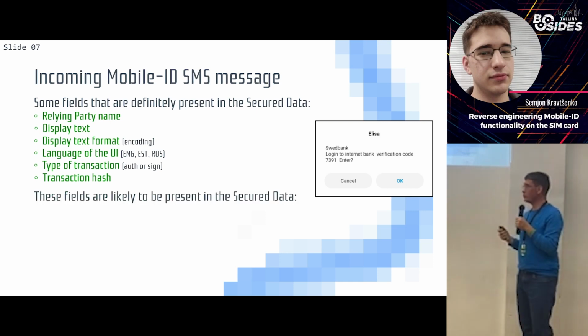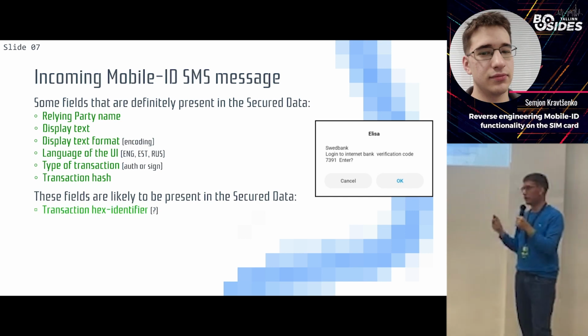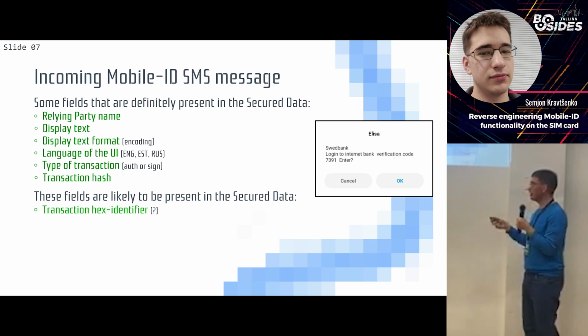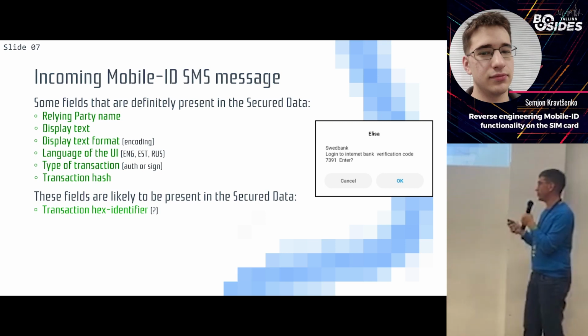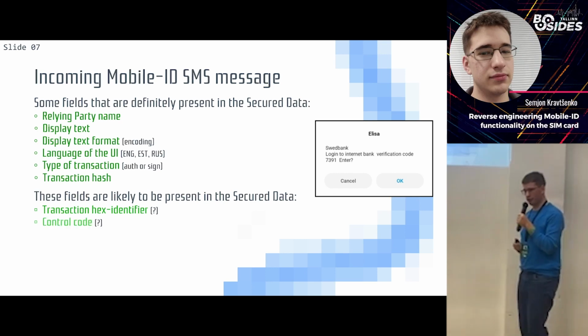Now, when I performed my research, I found out that there is another field, which I call hex identifier, and it basically identifies a mobile ID transaction. So it kind of maps the incoming message with the outgoing message. And on the next slide, we'll see more about this. And another thing, please see this verification code, this 4-digit code that is displayed. We cannot really know for sure whether it is calculated inside the SIM card from the hash or included in the message. And this is a very important question.